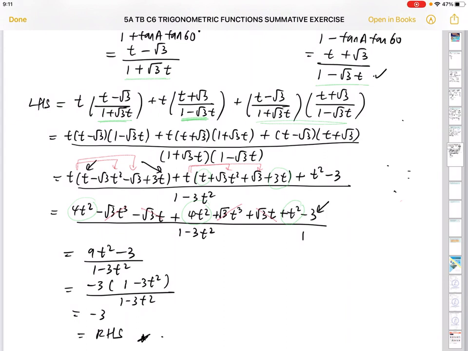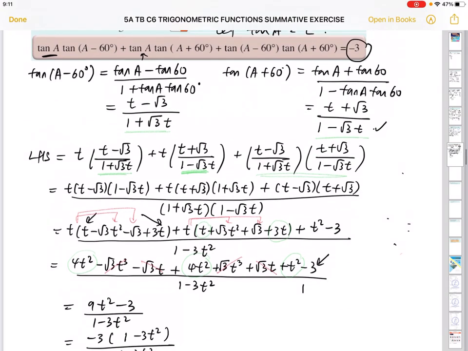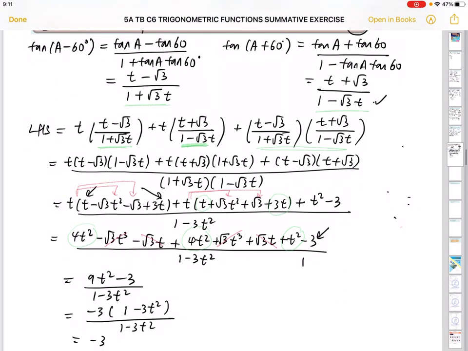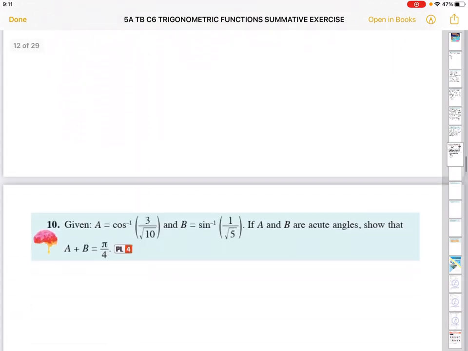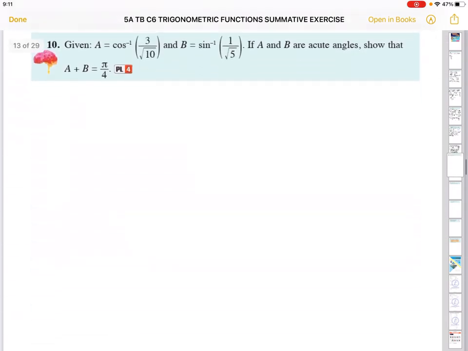Question number 10. Okay, so this is a bit easier. Now, given that A is cos inverse 3 over square root 10, B is sine inverse 1 over square root 5, A and B are both acute angles, show that A plus B is pi over 4. Okay, number one, we can write this in the form of cos A equals 3 over square root 10. And sine B is 1 over square root 5.